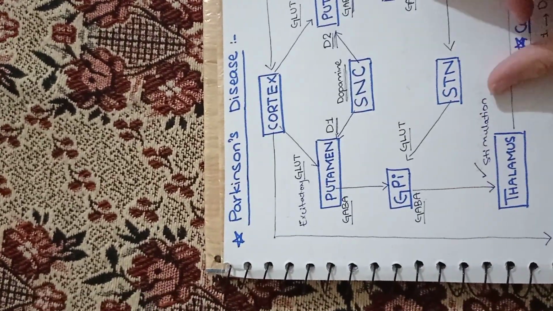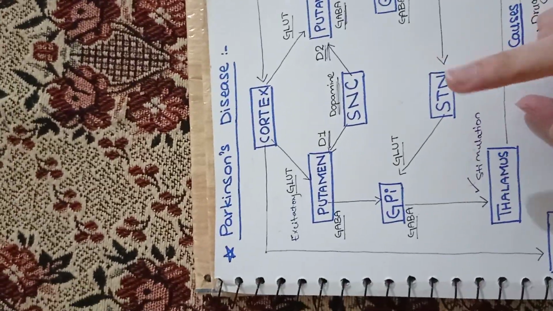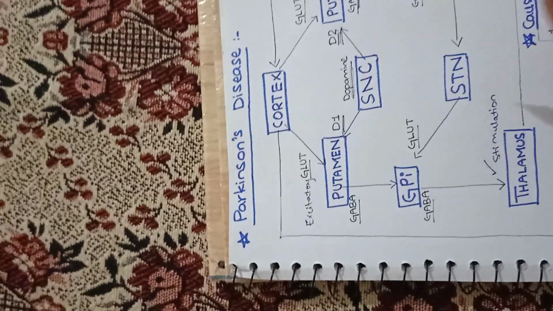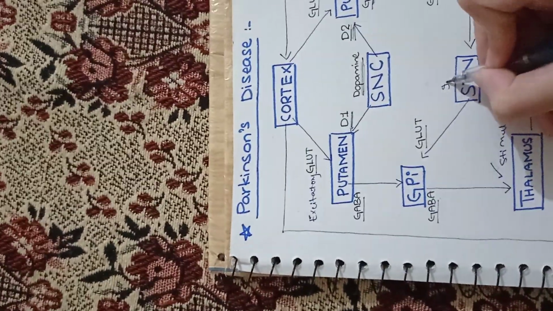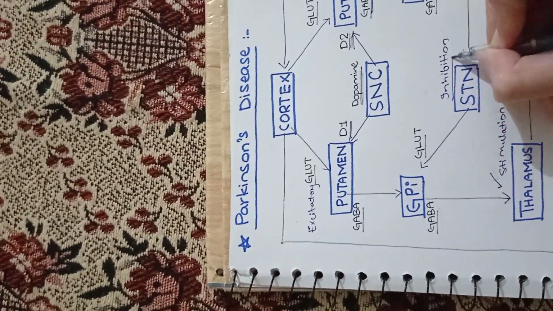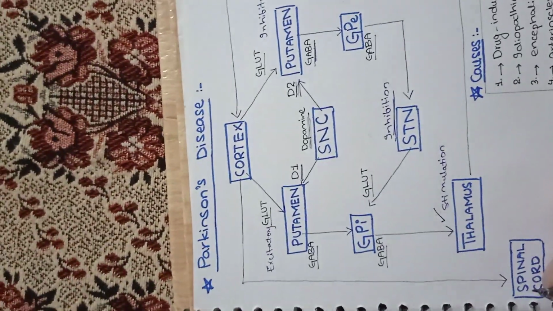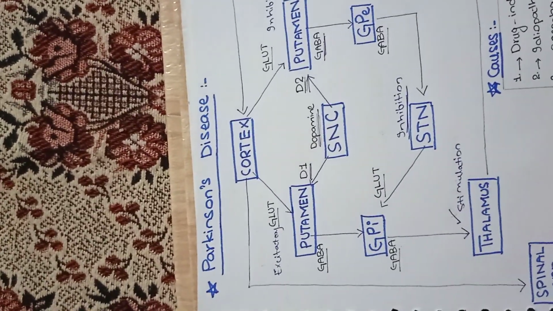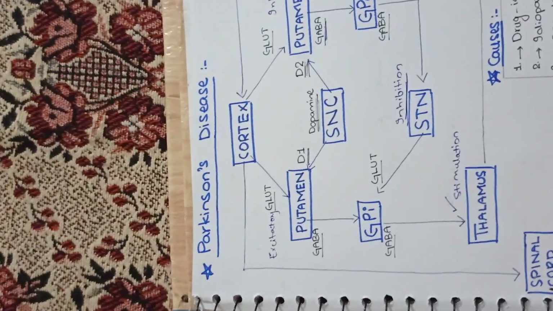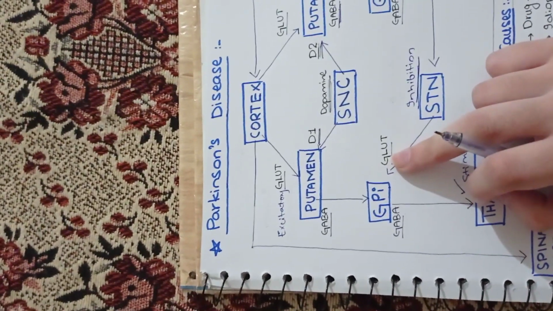They are exerting their inhibitory effect on the subthalamic nucleus. So there is inhibition of the subthalamic nucleus. The subthalamic nucleus has glutaminergic neurons. Glutamate is an excitatory neurotransmitter. So with its inhibition, glutamate will not be released.